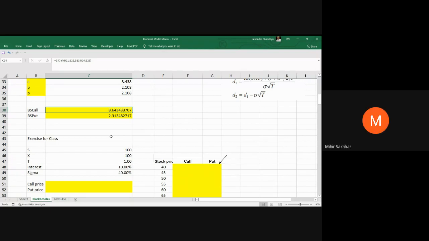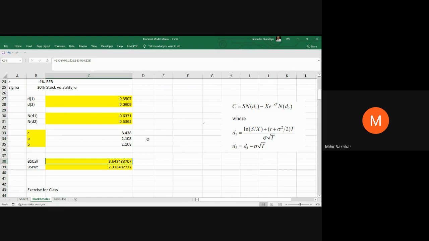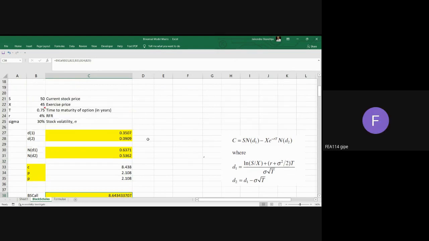Yes, sir. Can you just move it upwards because I'm having a bit of problem with my computer. That is why. Okay. So is it okay now? Yes, sir.